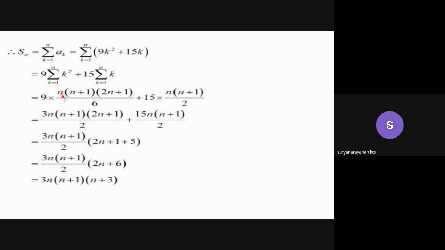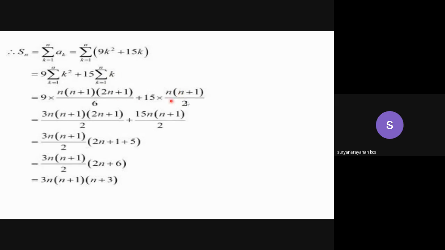What is the formula? n into n plus 1 into 2n plus 1 by 6. You have to remember this formula, my dear children. You have to learn well. Plus, come to the second term, 15 into this notation is nothing but the sum of the first n natural numbers. In the previous class, I explained sigma k square and sigma k, k is equal to 1 to n. Okay, you have to memorize these formulae. So n into n plus 1 by 2. This is the sum of the first n natural numbers.